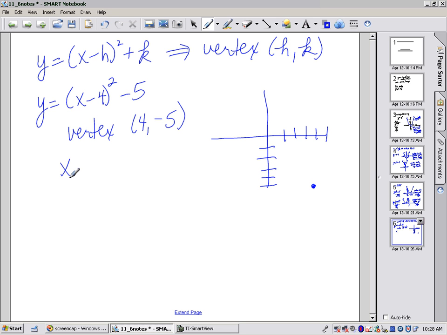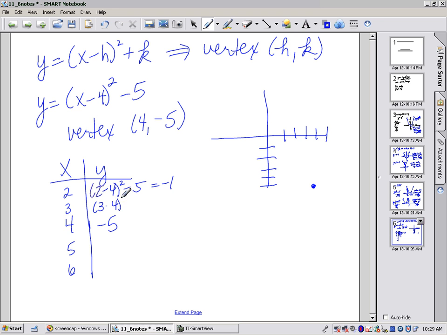And then again, if you wanted to make a table, right? (4, -5). We know it's there because 4 minus 4 is 0, squared is 0, minus 5 is -5. And then if we put values on either side of that, so if I put in 2, 2 minus 4 squared minus 5: 2 minus 4 is -2, squared is 4, and 4 minus 5 is -1. If I put in 3, 3 minus 4 squared minus 5: 3 minus 4 is -1, squared is 1, minus 5 is -4. And then the values over here are going to repeat. I don't really have to do any work to find them, but you can.